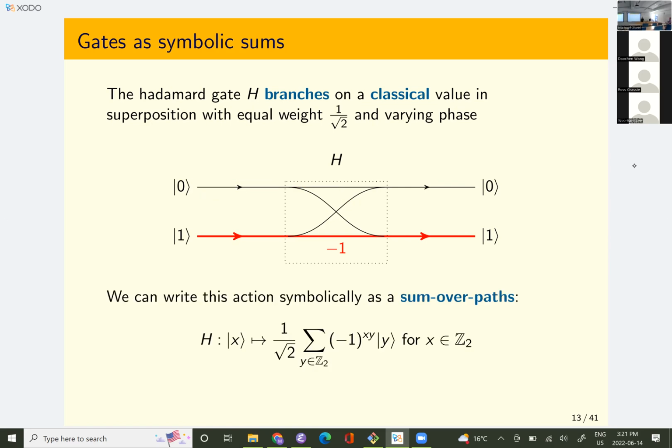And we can write this symbolically as a function of binary variables corresponding to the input and output state. If we do that, we see that the Hadamard gate sends the classical state x to the sum indexed by this binary variable y of the classical state y, with phase (-1)^(xy).